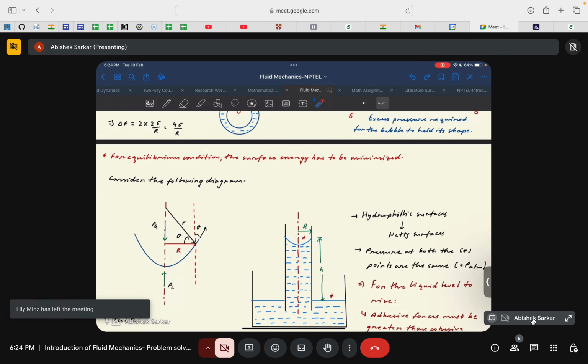particularly in the case of capillary rise, is the ascent of sap, that has been already discussed thoroughly by Professor Chakraborty, for example in the case of roots of the trees. Okay, so it is by the action of these capillary forces that they are able to absorb the water from the soil in the upward direction to the tree.